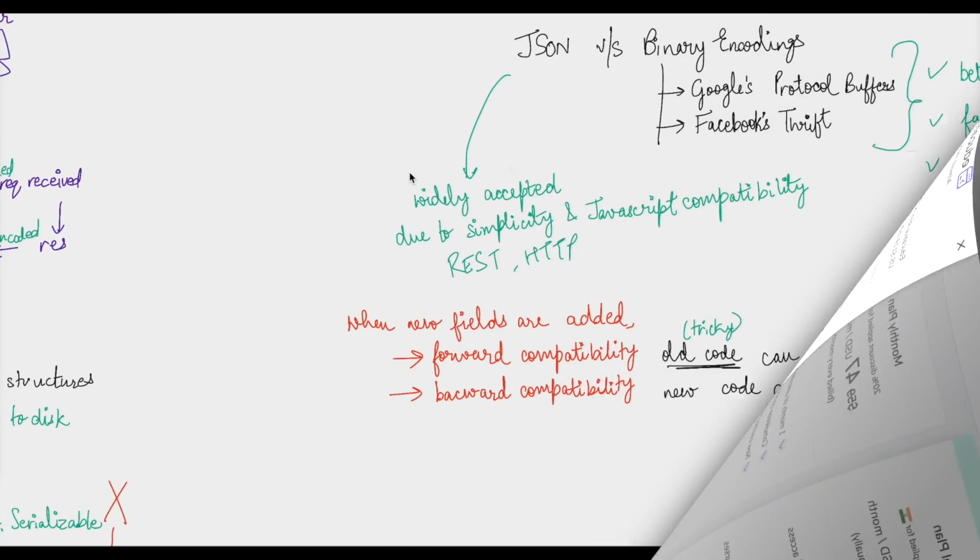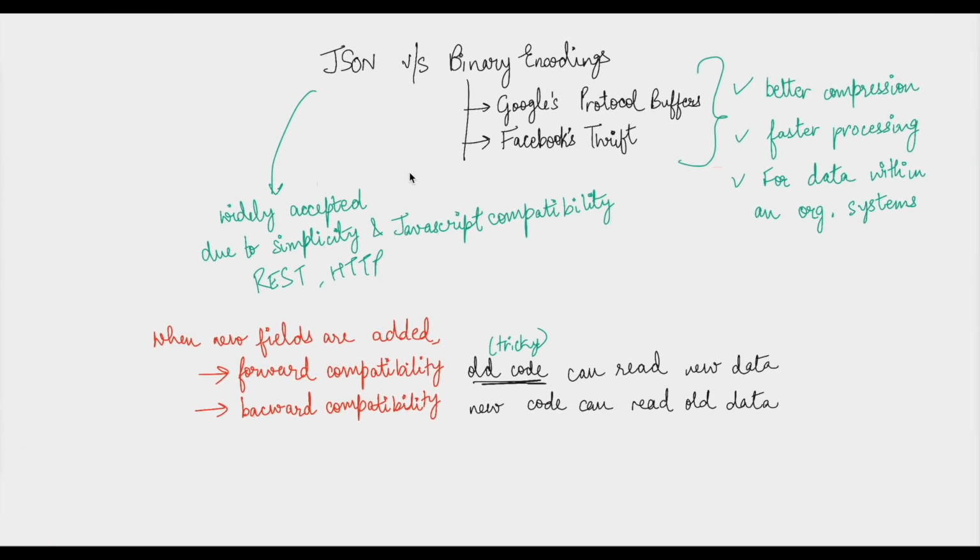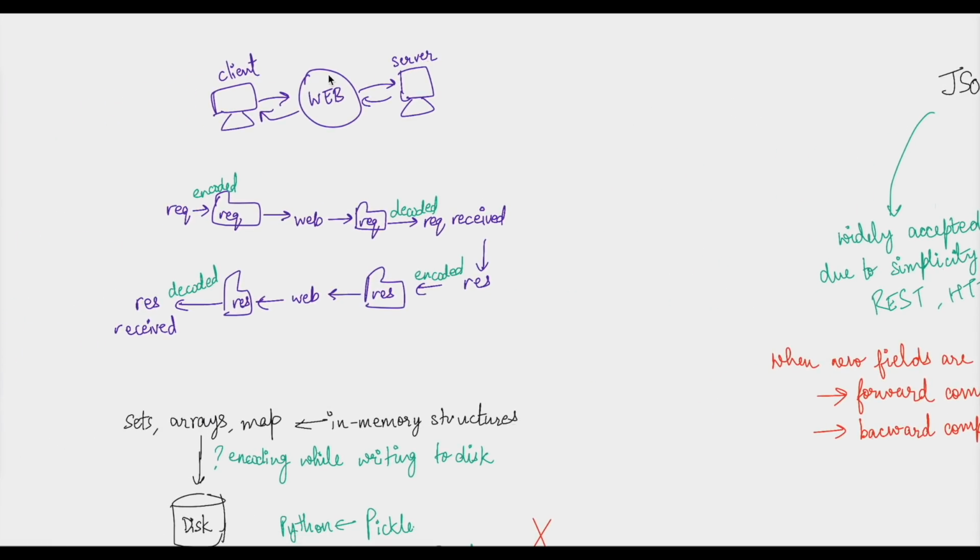So today I want to talk about JSON versus binary encodings. And this is a very important topic, and I want you as a software developer to think about this once. So when you're communicating with a server, this is a client, it uses the web to communicate with the server. It sends a request and a response is received. But a lot of things happen behind the scenes.